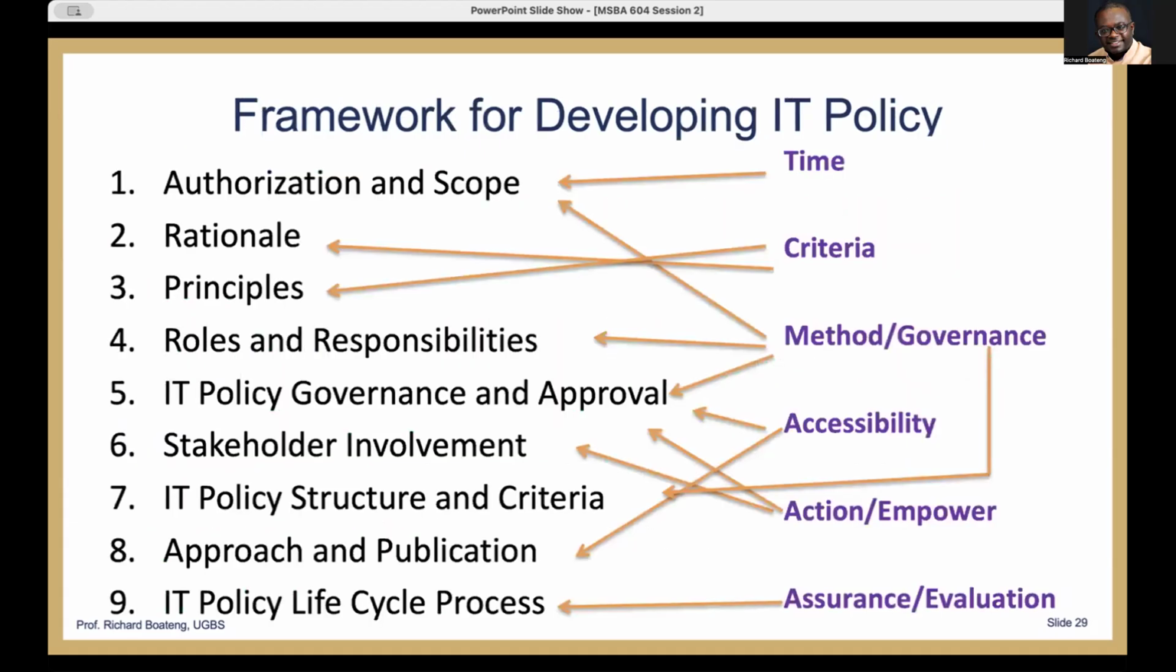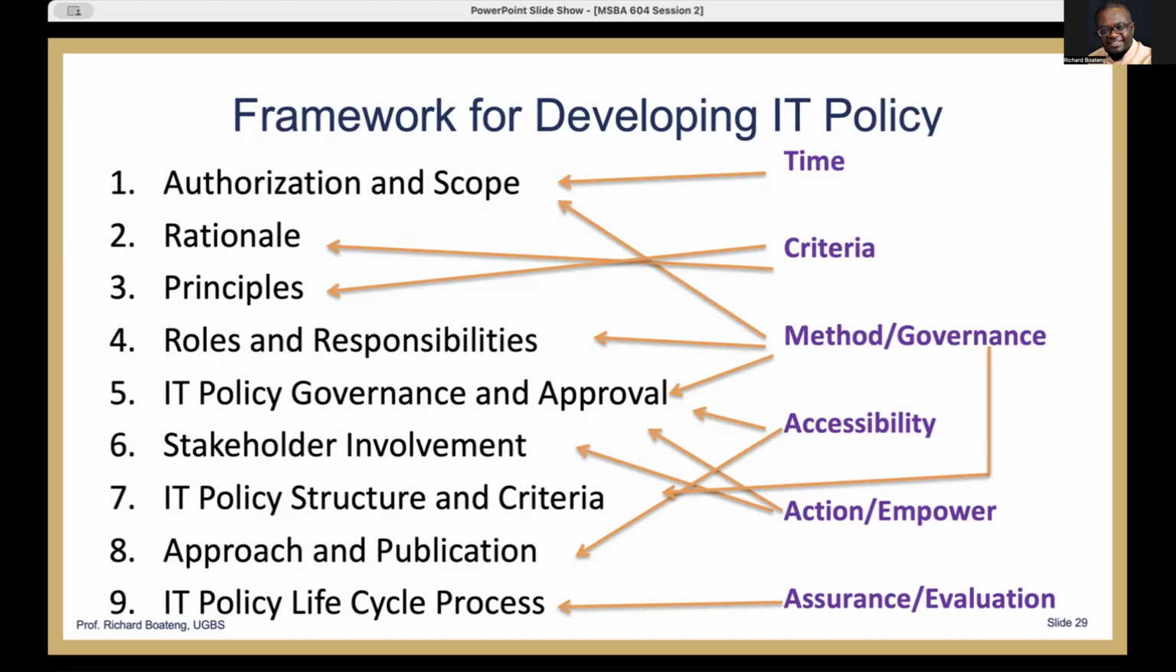Now, all of these things affect the structure of what you write in your report. For example, the time and scope: the time will go into your authorization and scope. The criteria will go into your rationale and principles. The way you do your methodology, the collaborative part of it, will inform how broad the responsibilities defined in it are, and who the stakeholders are that are consulted to get it done. Like I told you, mine will draw from different departments.